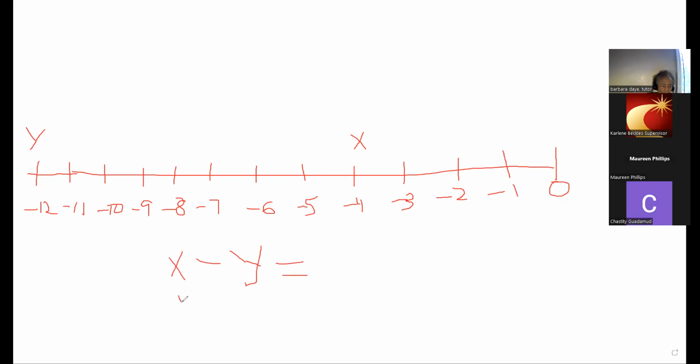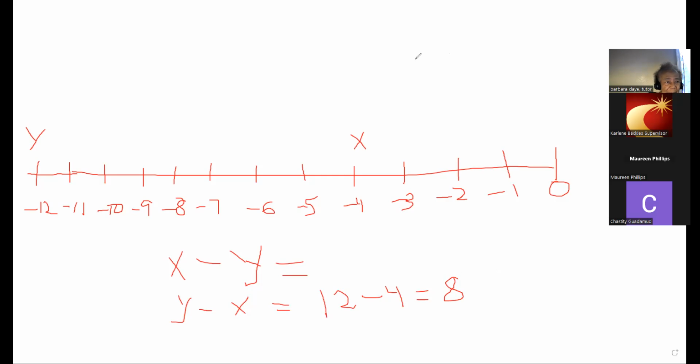Or I'll do it this way, Y minus X, and we use an absolute value. So it'd just be 12 minus 4 equals 8. So the distance, like you said, Maureen, is 8. But you can do it without the number line, right? Because you could just take the absolute value of 12, the absolute value of 4, and then subtract them, you get 8. So that would be a way of doing it.